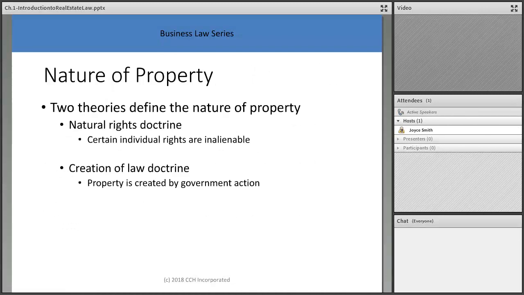The nature of real property. There are two theories that define the nature of property. We have the natural rights doctrine. Again, think about what you learned in your civics class and history. We have certain individual rights that are inalienable. And then we also have the law doctrine, where property is created by government action. So we have those rights that are inherently inalienable rights, but then we have rights that are impacted by what government law does.